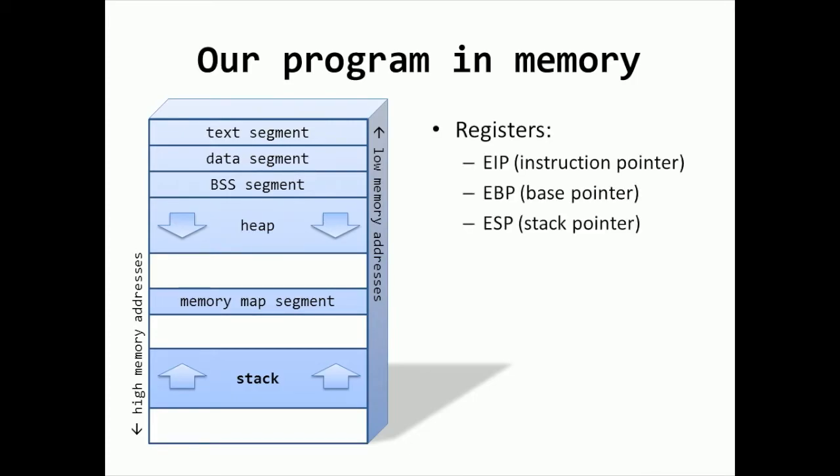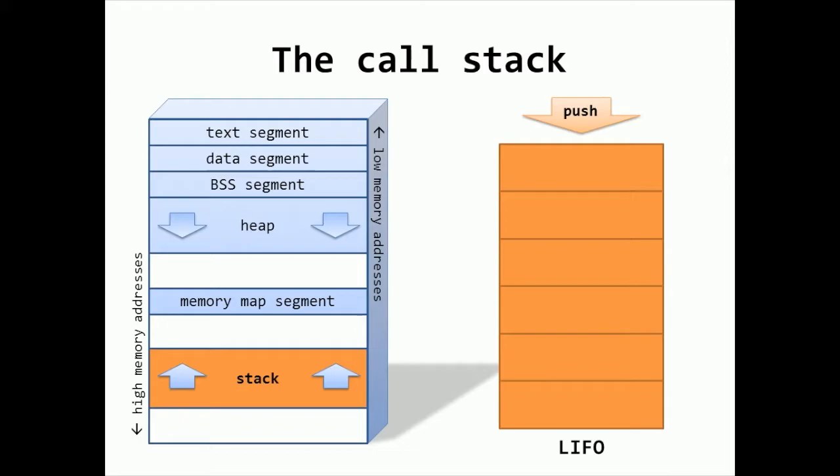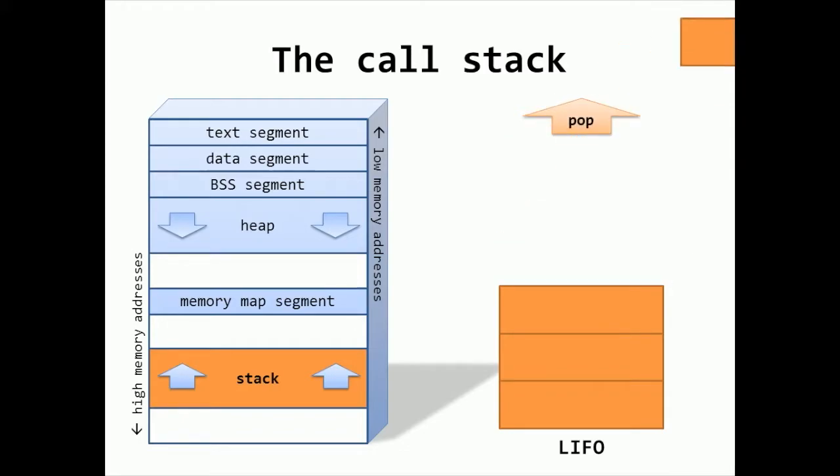Also, the system provides several registers to the program that are used to store data within the CPU. As we take a closer look at the call stack, the registers we need to know about are the instruction pointer, the base pointer, and the stack pointer. The stack frame, like any stack, is a last in, first out structure. The stack grows as we push items on top, and the stack shrinks as we pop items off the top.